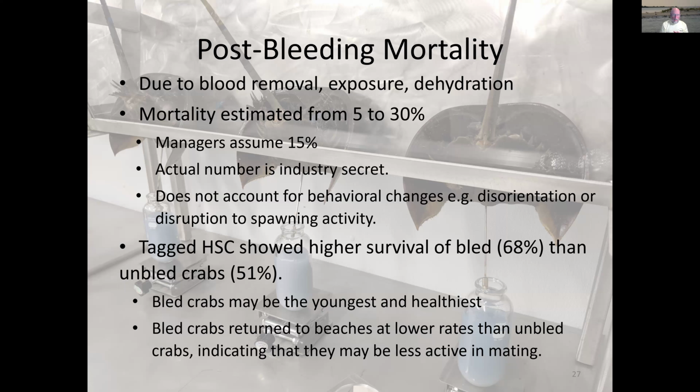Tagging some of these crabs has shown that the crabs that are bled, once they're returned to the ocean, actually have higher survival than unbled crabs. And we don't know why, but one possibility is that the people were selecting healthy crabs for blood production to begin with. So they got the healthier crabs and left the old and diseased crabs out in the ocean. Another thing that happens is once these crabs are bled, they don't return to the beaches in as high a proportion as unbled crabs. So there's evidence that it's sort of preventing them from partaking in mating activities. Possibly once they had a needle stuck in their back, they decided they didn't want to be anywhere near the shoreline again for a while.